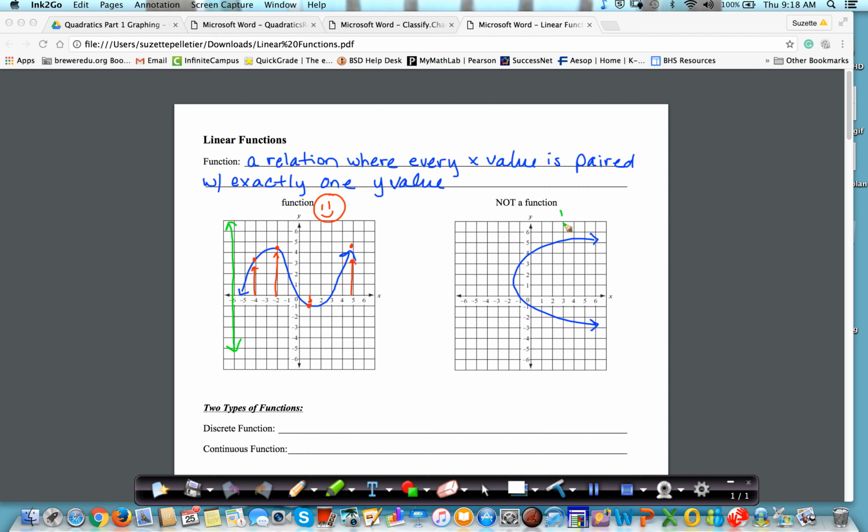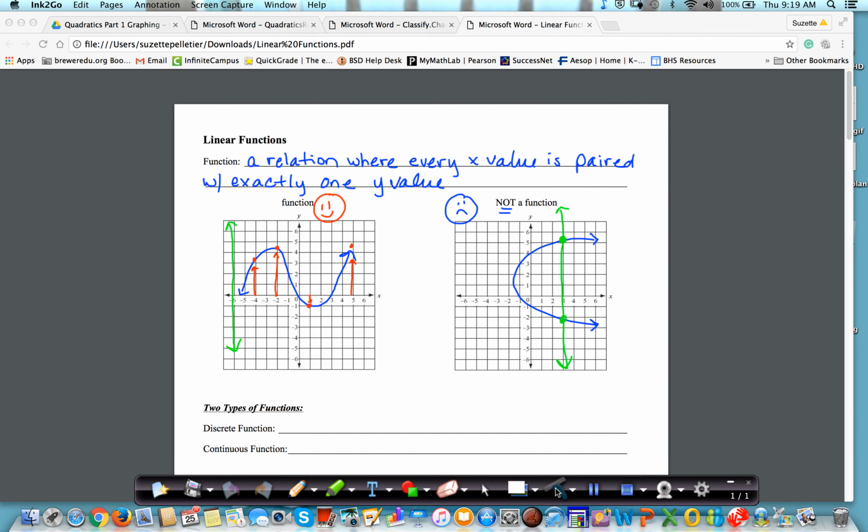On this page though, when my pencil gets over in this region, you can see that there are two y values for the x value of 3. I'll go up to 5 and get an actual value, but I'll also go down here and get a second y value. That doesn't fit the definition of a function. There has to be just one y value for every x value. So this one is not a function because it doesn't pass the vertical line test. There are two y values on the same x value, and that happens multiple times in this particular picture. Okay, so that's the difference between those, whether it's a function or not.